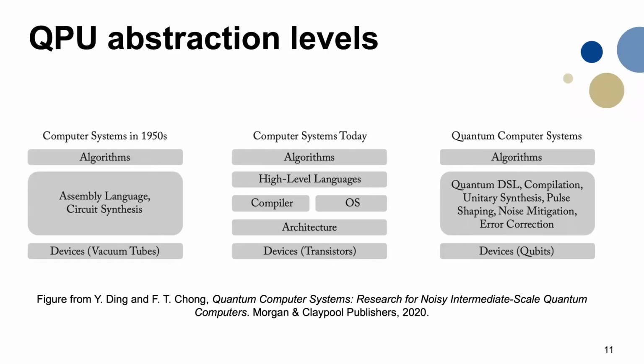But then there was this thing about programmability, right? We want to be able to tell the machine to do what we want it to do. And Ding and Chong claim that quantum computers today are roughly at the stage where regular computer systems were in the 1950s, meaning that you have the algorithms at the top level, and you have the devices at the bottom level, and then you have this bunch of stuff that needs to be done in the middle, but it's not cleanly abstracted into layers, and you're not able to hide away the unimportant functionality and expose the important functionality. So that's definitely something that one would need to work on.